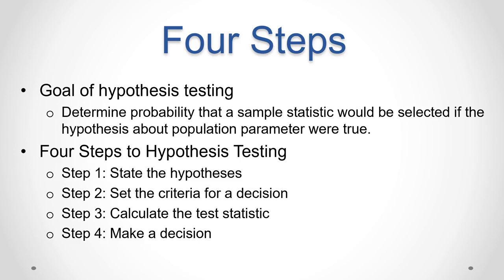And then step 4, make a decision. Determine if the sample mean we calculated is close enough to the population mean, large probability, or the sample mean is far enough away from the population mean, a small probability.